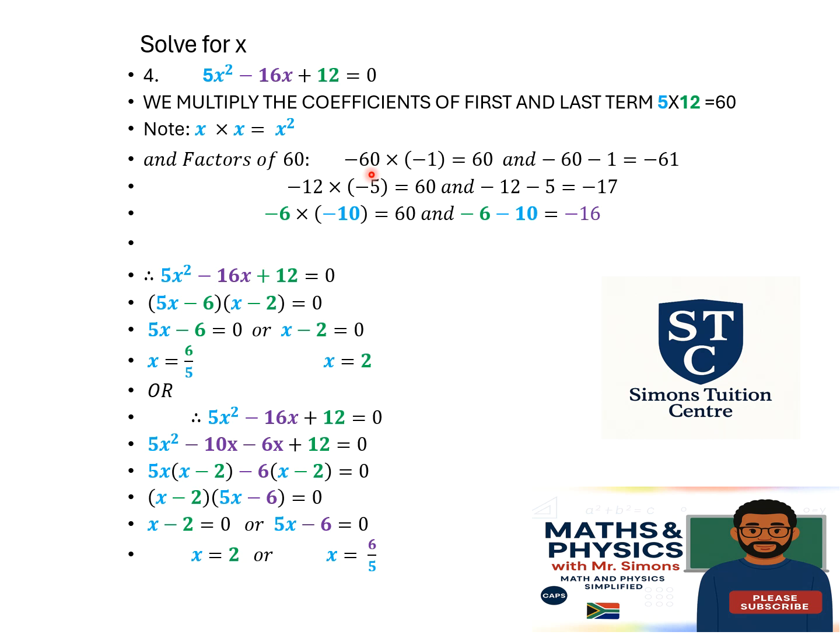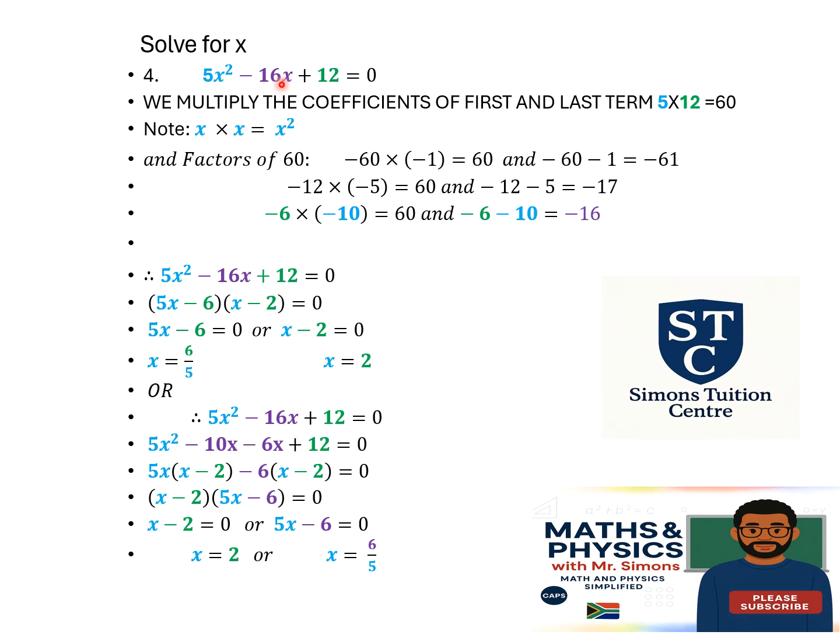First I can say minus 60 times negative 1 gives me positive 60, but negative 60 minus 1 gives me negative 61, so it's not the value there. Minus 12 times negative 5 gives me positive 60, but minus 12 minus 5 gives me minus 17, so it's not negative 16. Then I can say minus 6 times negative 10 gives me positive 60, and minus 6 minus 10 gives me negative 16, so I'm using these values to get to 16.